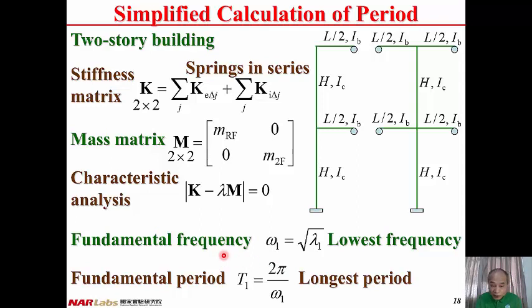From the fundamental frequency, we can get the fundamental period, T1. T1 equals 2 pi divided by omega 1, and T1 is the longest period, the longer of the two periods. Through characteristic analysis, we have two eigenvalues, so there are two frequencies and two periods. The lower frequency is the fundamental frequency, and the longest period is the fundamental period.